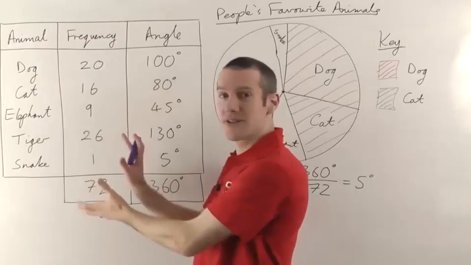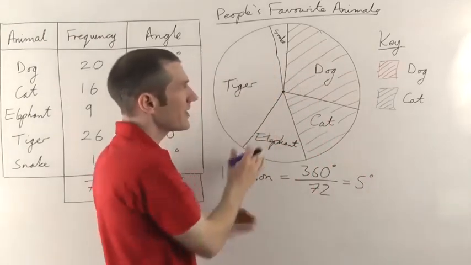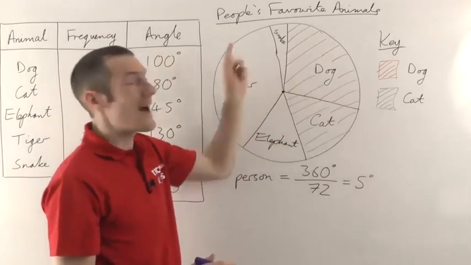You start with a frequency table, work out the angles that I've explained, use your protractor to draw them in, make sure you give it a key and a title.